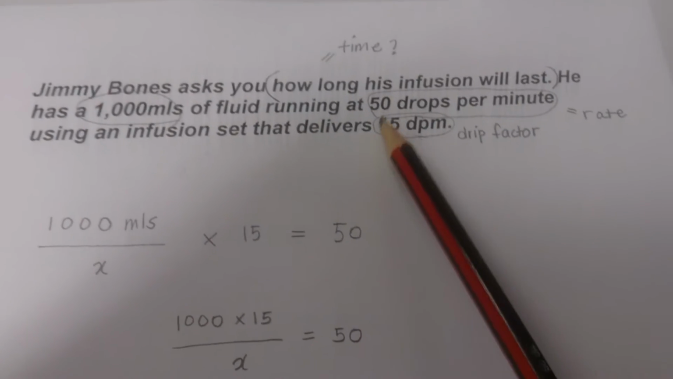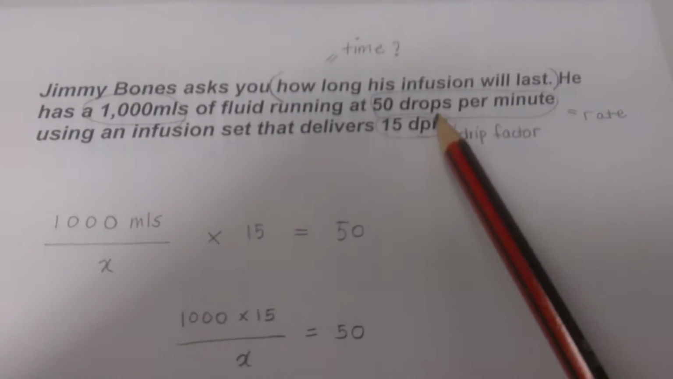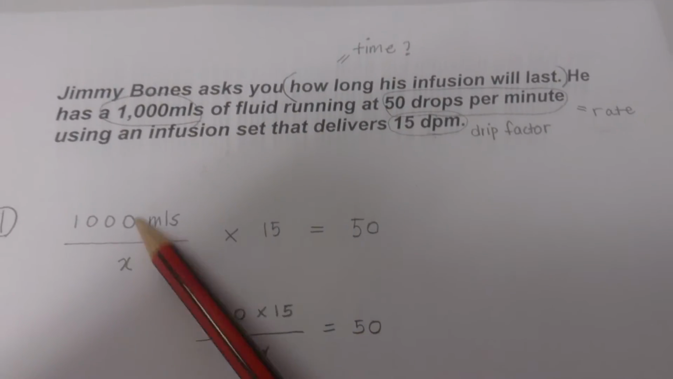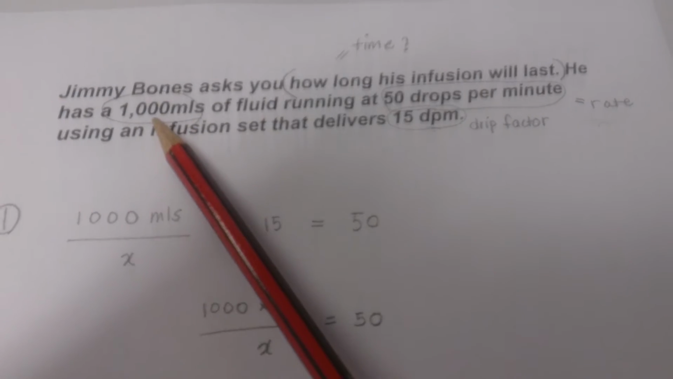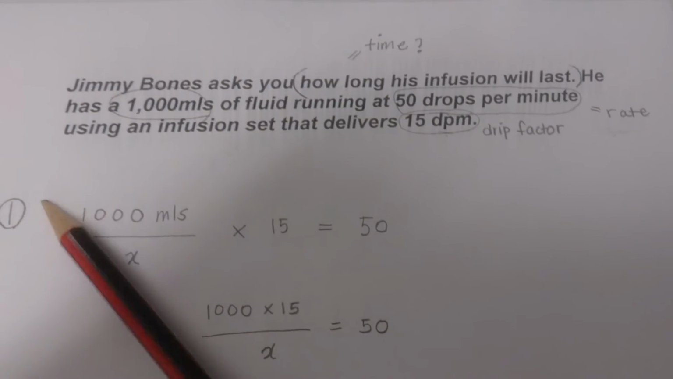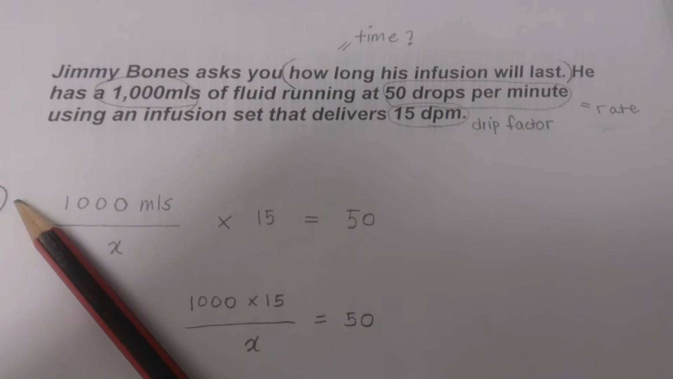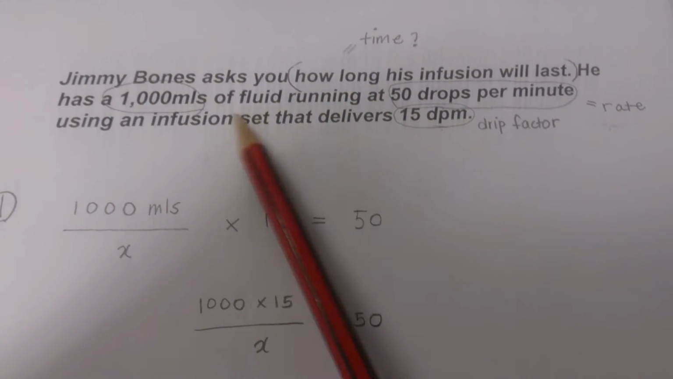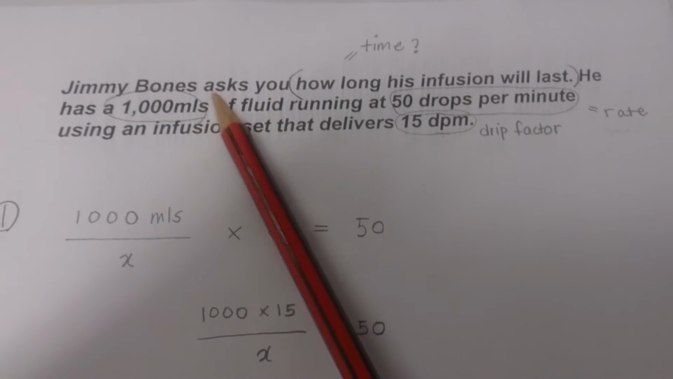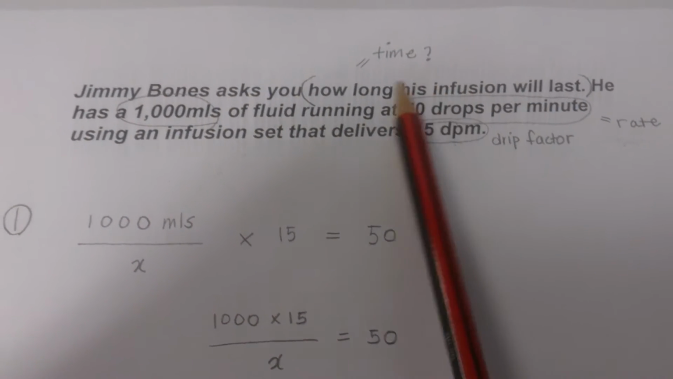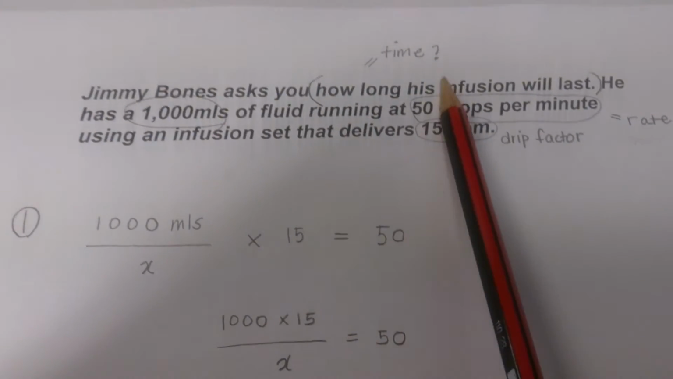So we already know 50 drops per minute. That's the rate, so we already know the rate. And we know the volume to be infused. Using an infusion set that delivers 15 drops per ml, so we know the drop factor. And what we want to find out, he asks you how long his infusion will last. So what we want to know is the time.